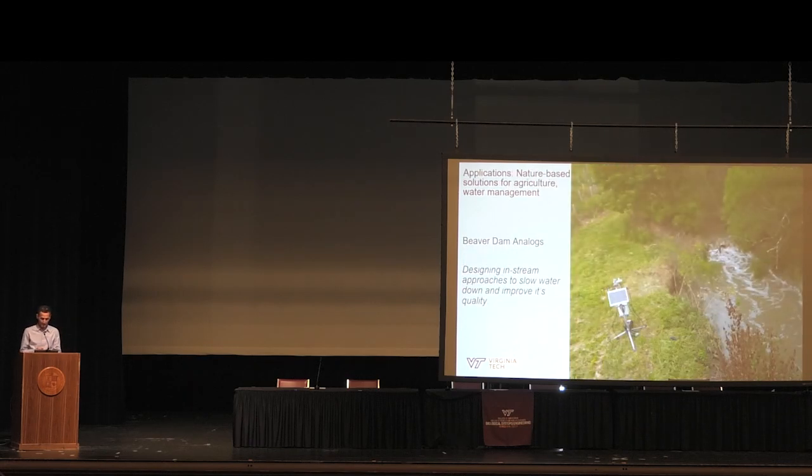Two examples of work that ecological engineers might do. One is creating some type of in-stream structure to slow water down. In the scientific world and the ecological engineering world, they call these beaver dam analogs. So in the absence of a beaver, you can create a small dam to slow water down and improve water quality and create habitat for fish and other critters that live there.